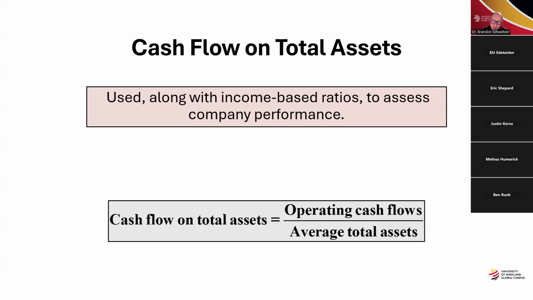The way we calculate this is we take our net operating cash flows and we divide by average total assets. And just as a reminder, the way that we find average in accounting is we take the beginning balance plus the ending balance and we divide by 2.